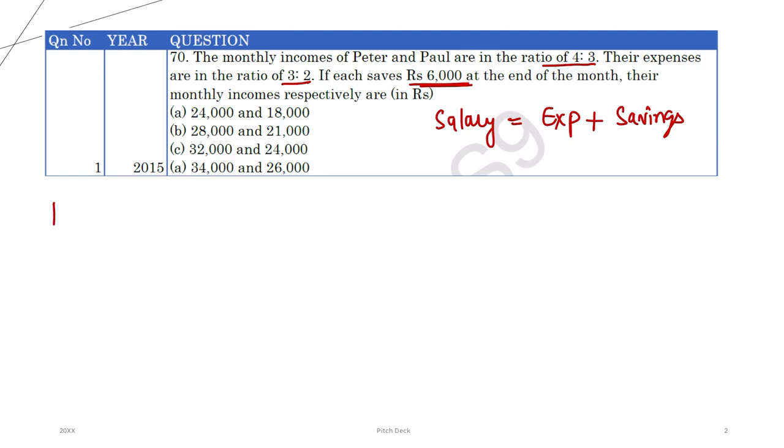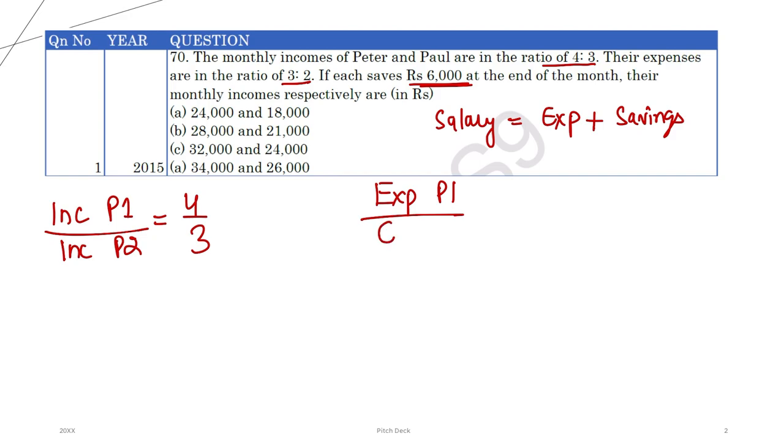The monthly income of Peter and Paul. So, income of Peter, I will say Peter is P1, and income of Paul, that is P2, is 4 by 3. Income, and then we have expenses. So expenses of P1 divided by expenses of P2, means expenses of person 1 and person 2, is 3 by 2, right? And the savings at the end of each month is 6,000 for both.